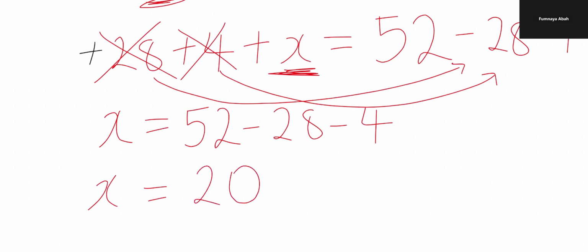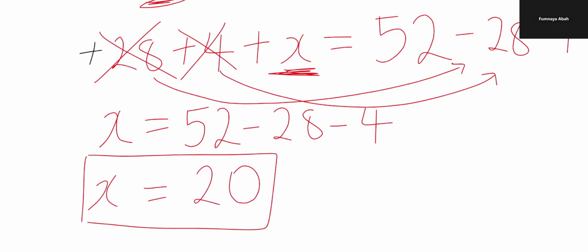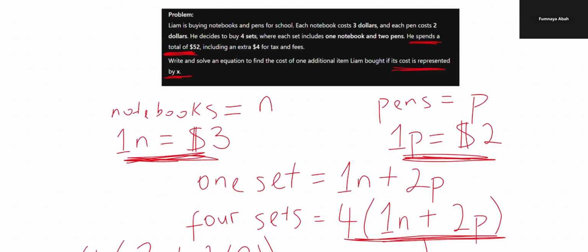So this is the cost of Liam's mystery item. So this is the value of the item that Liam bought for X dollars. So let me go up. It said we should write and solve an equation to find the cost of one additional item Liam bought if its cost is represented by X. So now we know that X is equal to 20. So that is the cost of the additional item that Liam bought, which is $20.